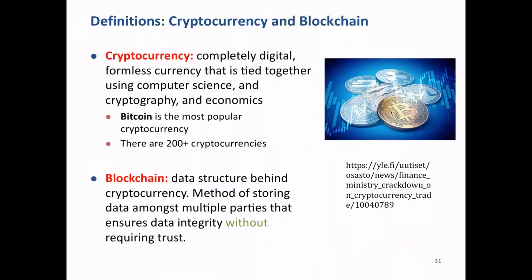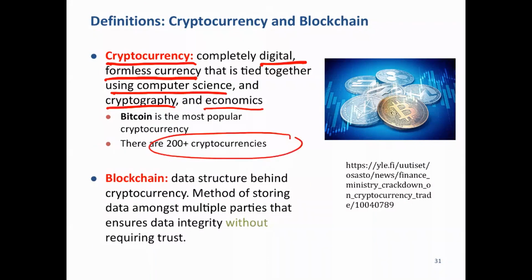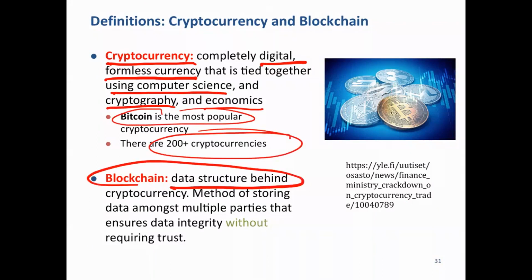Now we are using these words. Cryptocurrency is completely digital, formless currency that is tied together using computer science, cryptography, and economics. This point was already discussed, and there are 200 plus types of cryptocurrencies. Bitcoin is the most popular one. And blockchain, which we have already studied in brief, is nothing but a data structure to create cryptocurrency. Blockchain also has some variations which we'll study later.